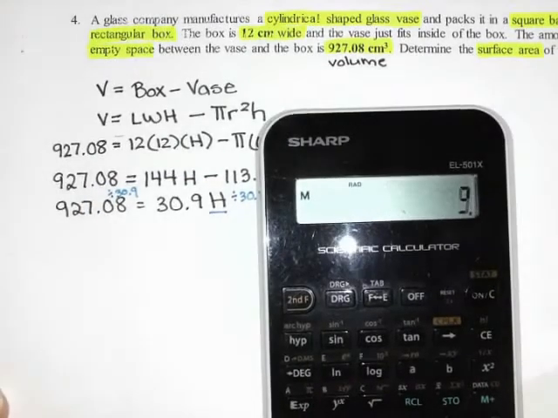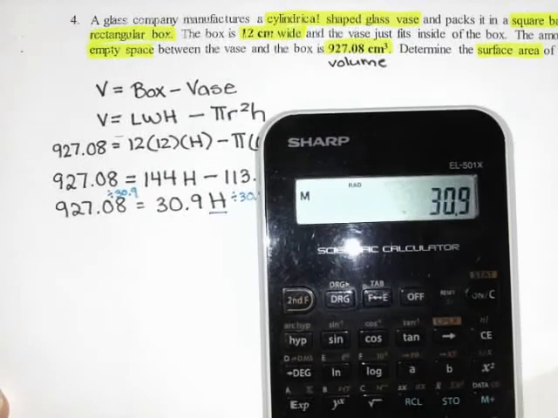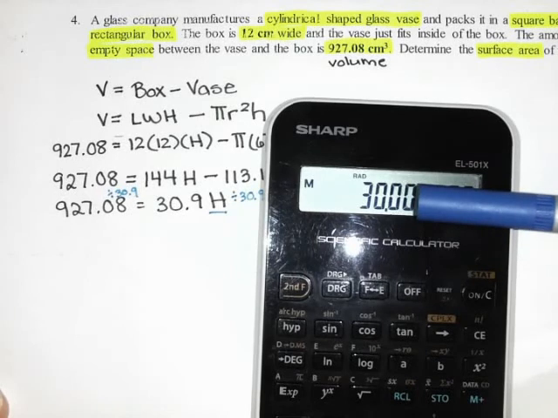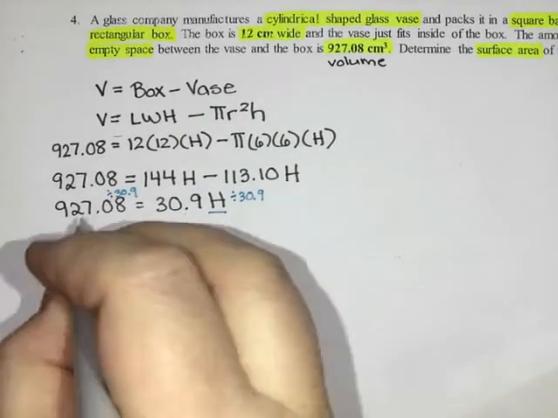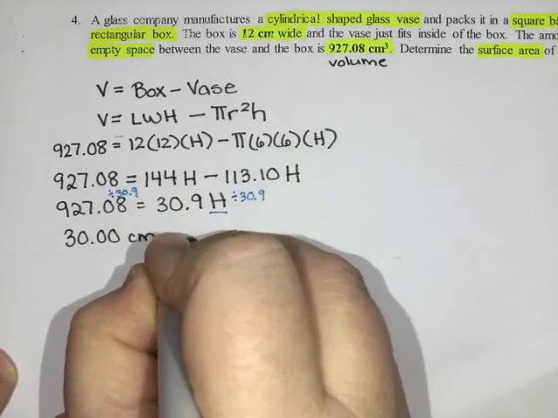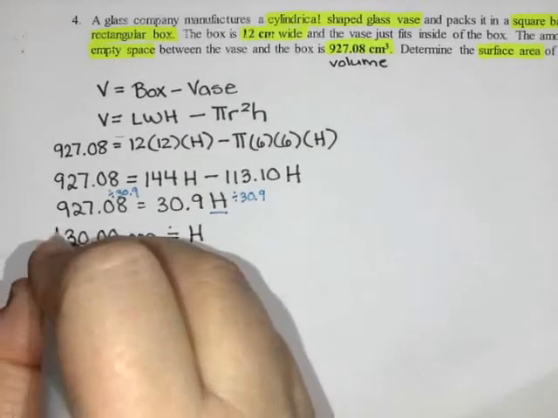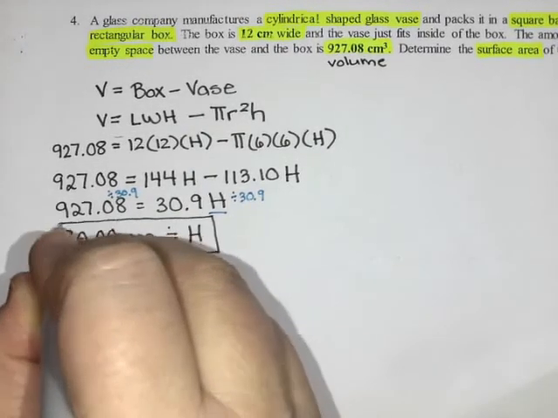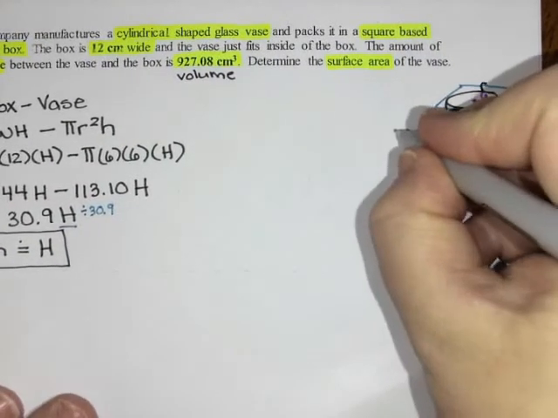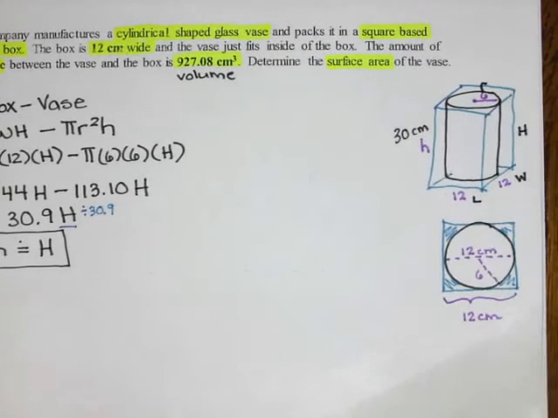So 927.08 divided by 30.9 gives me 30.002. So that is 30.00. This is not going to round it up, so that would be approximately 30. And that should be centimeters, is my height. So all of that work, we don't have the surface area, but I do at least now know that the height of the cylinder and the box is basically 30 centimeters.